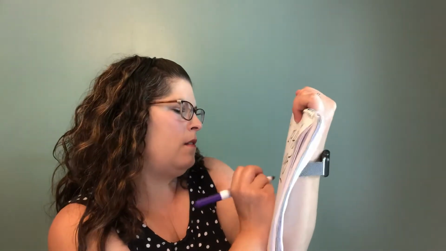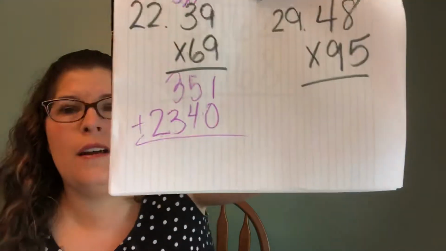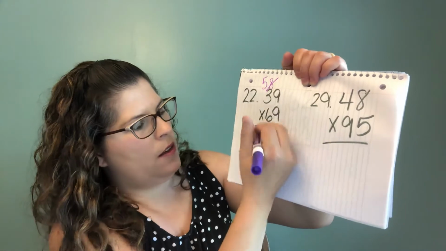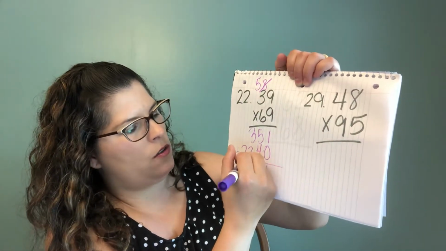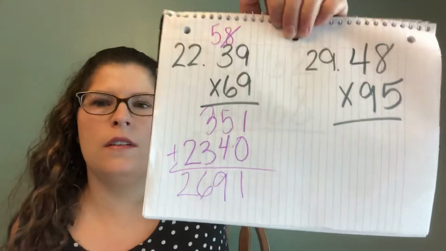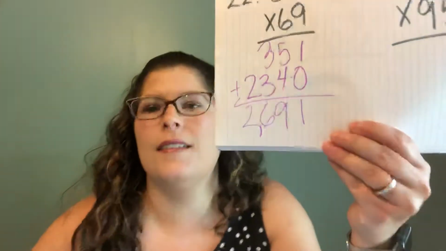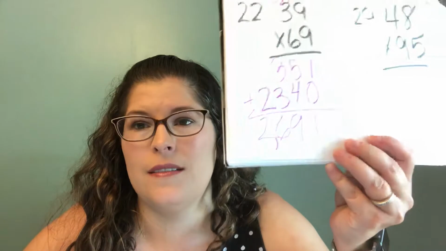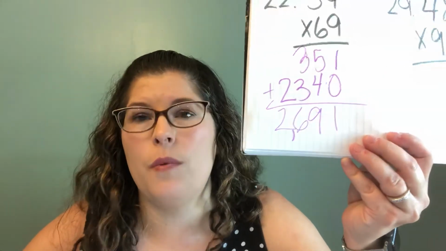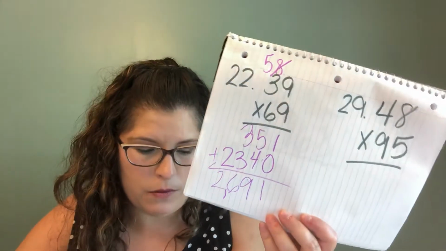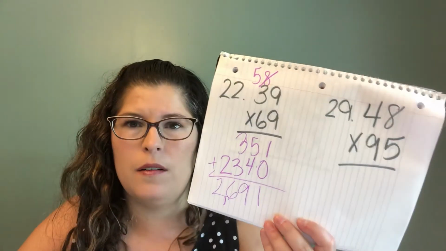And I'm going to add them up. 1 plus 0 equals 1. 5 plus 4 equals 9. 3 plus 3 equals 6. 2 plus 0 equals 2. 2,691. Guys, please practice these. Please, please, please practice. It's important. Practice doing them. I'm going to do one more example to show you.